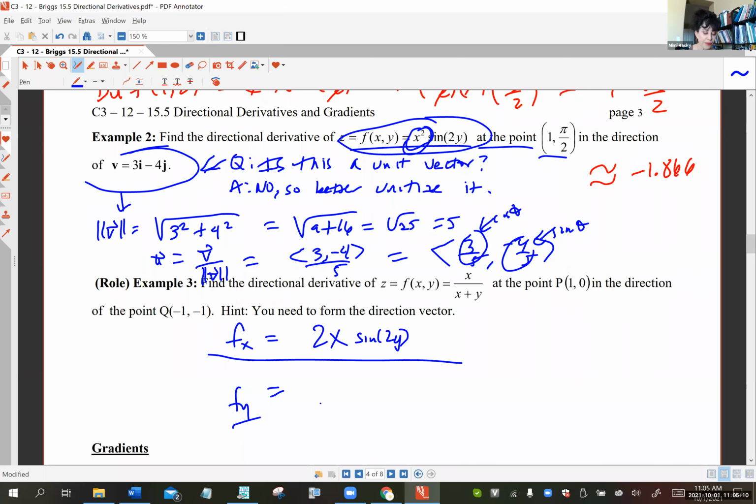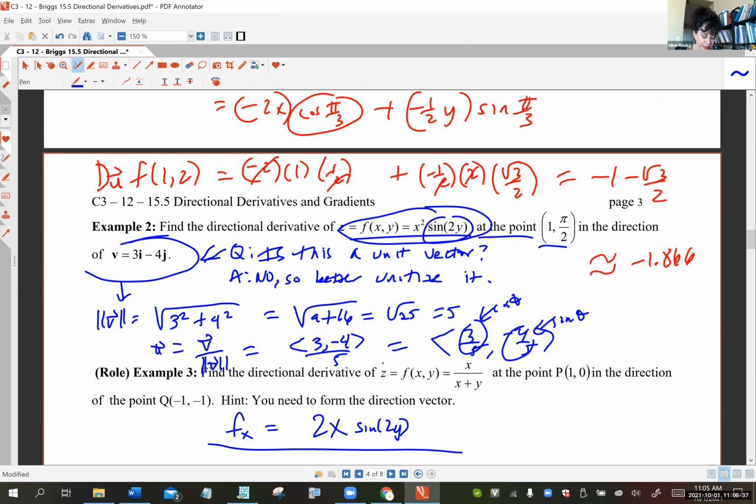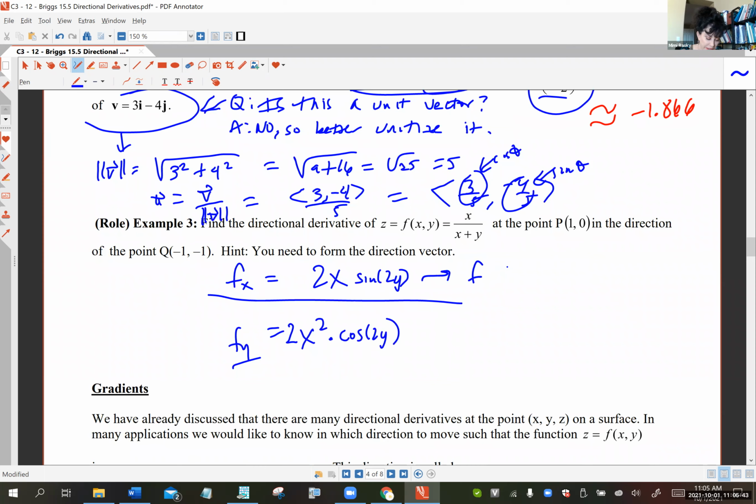Getting the other partial, you're going to hold x constant now and take the derivative with respect to y. X squared is just a constant multiple. Copy it down and multiply it with the derivative of sine 2y with respect to y. And that's going to be 2 times cos of 2y using the chain rule. I'll put the 2 in front, make it look pretty. Now, you want to evaluate these partials at the point given. So now you're going to go, what is fx at the point with coordinates 1, 2? And just substitution.